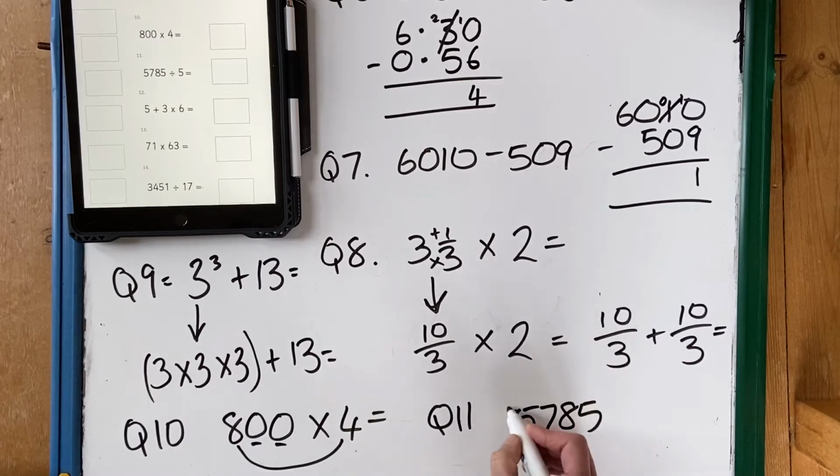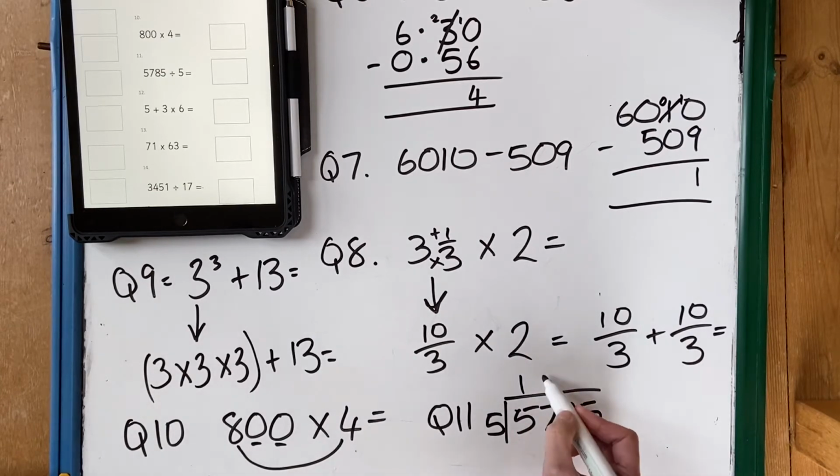5,785 divided by 5. So it's asking how many 5s are in 5,785. So how many 5s are in 5 is 1. How many 5s are in 7 is 1, remainder 2. How many 5s in 28? And continue.